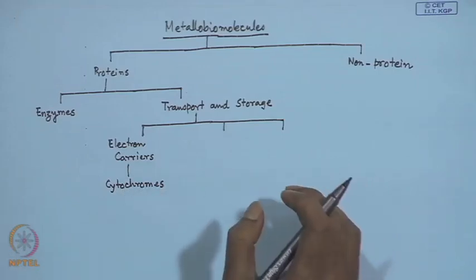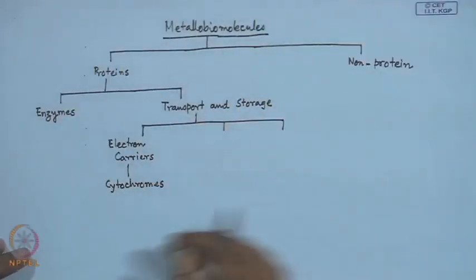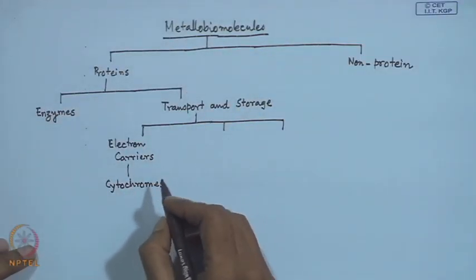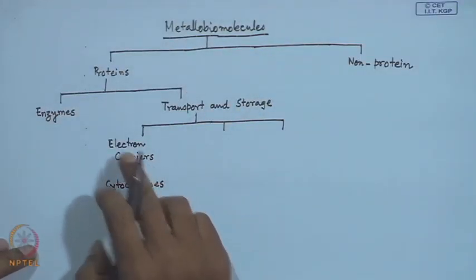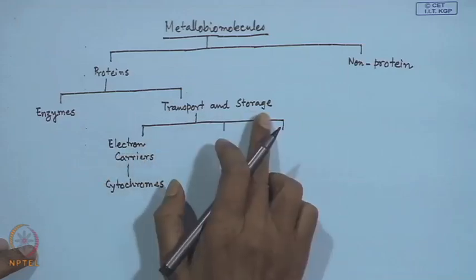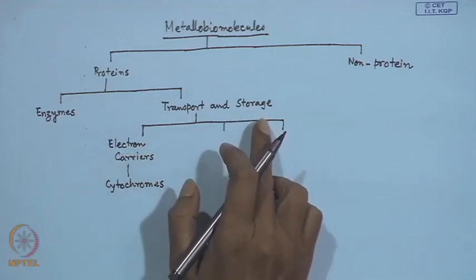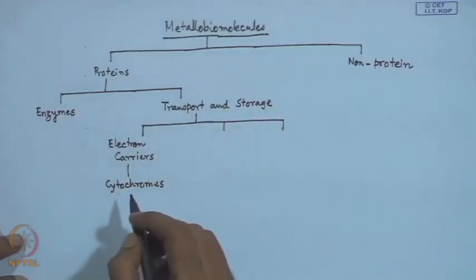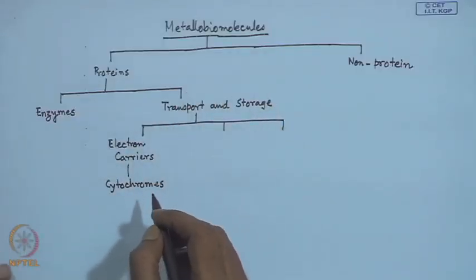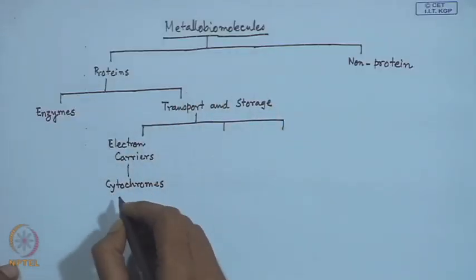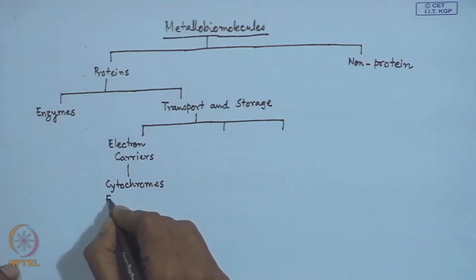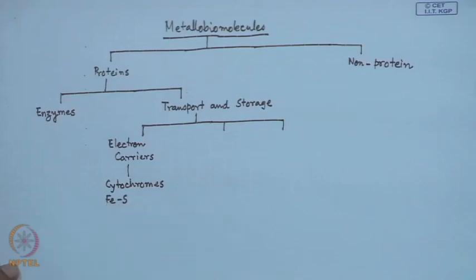So, what are cytochromes? From this chart or table, you can tell that they are electron carriers, a transport and storage type, because they can tunnel electrons and store electrons, and they are of protein nature and of metal biomolecule type. So, in these cytochromes as well as your iron sulfur proteins.